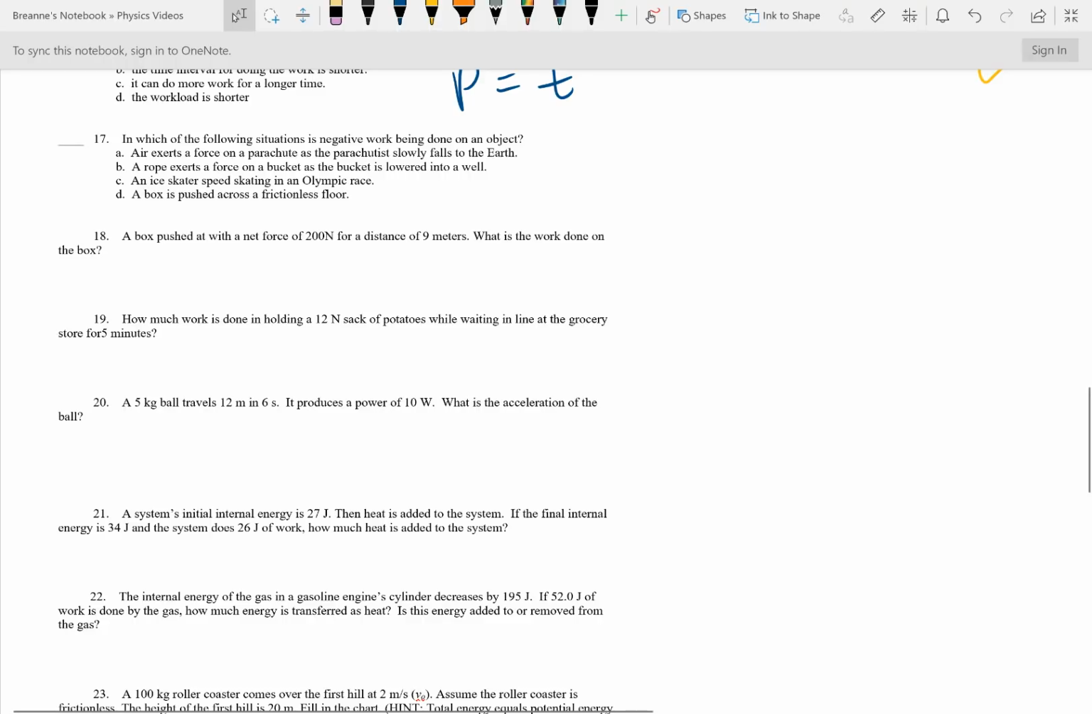Air exerts a force on a parachute as the parachute slowly falls to earth. A rope exerts a force on a bucket as the bucket's being lowered down a well. An ice skater speed skates. And a box is pushed across a frictionless floor. So the only one of those that's actually slowing down would be A, because without a parachute, that guy would just be falling. And that's bad. So the parachute slows you down. So the parachute's doing negative work because it's slowing you down.